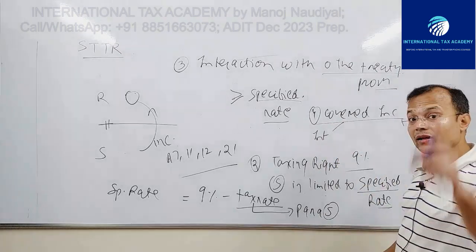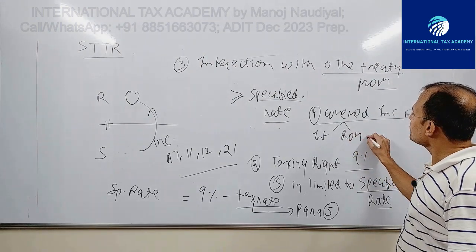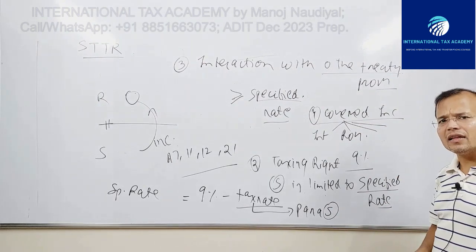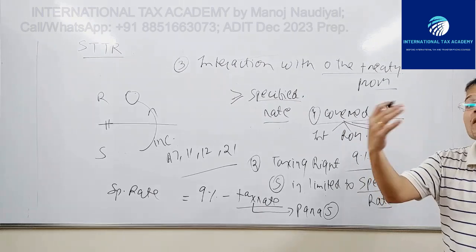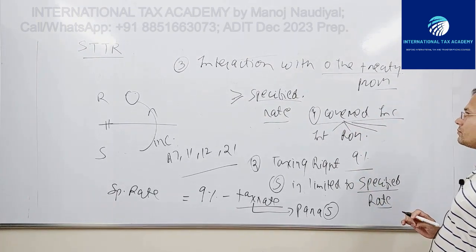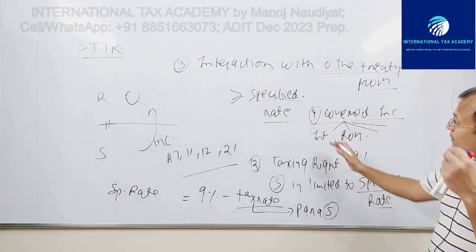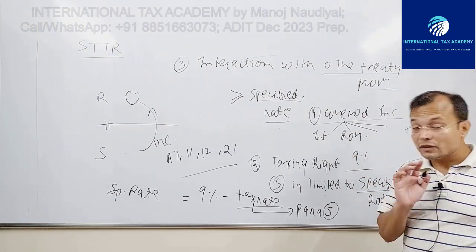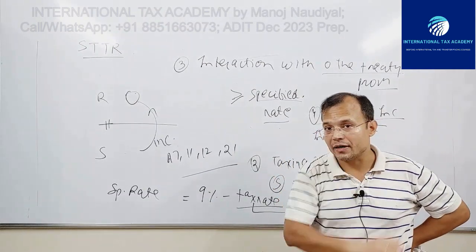Interest, Article 11. Royalty, Article 12. Financial guarantee fees. Payment for the distribution or provision of services, insurance, reinsurance payments, and payment for the provision of services. These are the payments, covered income. These are the payments which are included, which are within the scope of STTR.